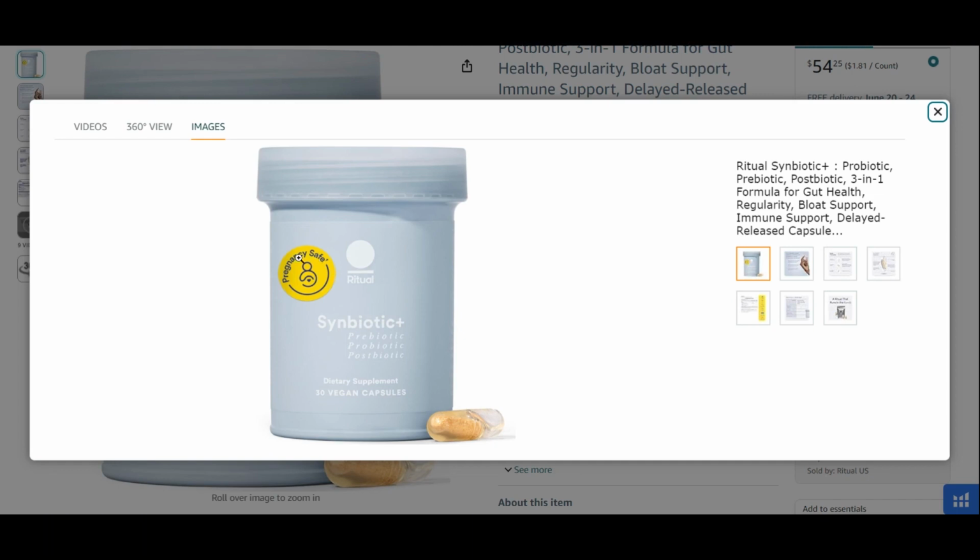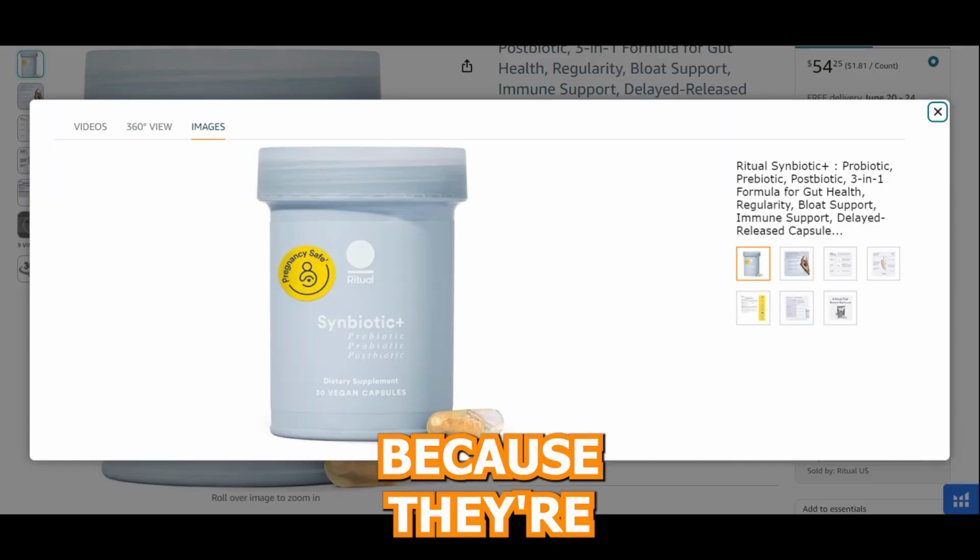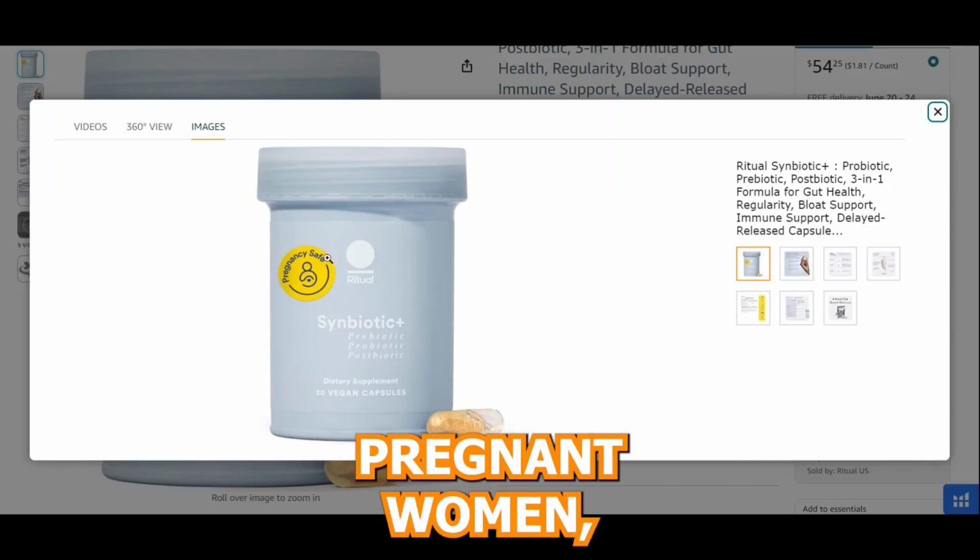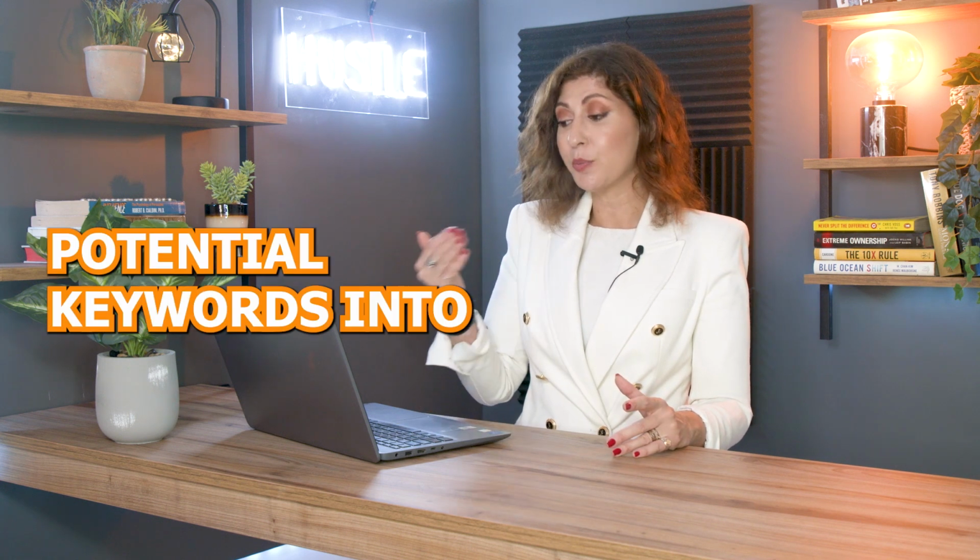However, let's move on to the second thing that I want to tell you about, because this also involves the same thing, which are keywords. If you noticed right here, this seller has added a sticker on their product showing that it is pregnancy safe. So this is a main keyword for this seller because they're targeting pregnant women to take their vitamins. So this is actually adding potential keywords into your main image.